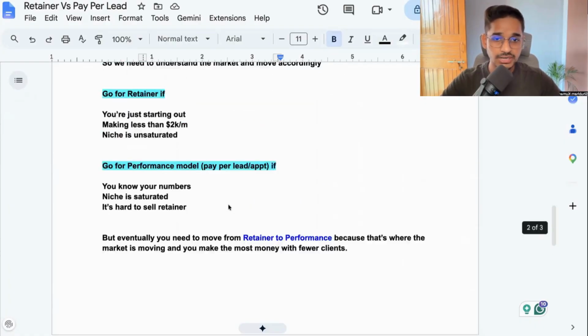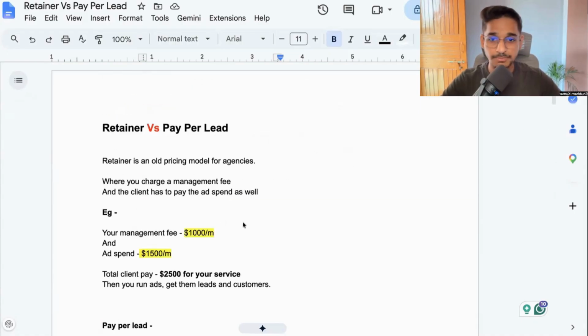So yeah, that's the core fundamental difference between retainer and pay per lead. And that's something you need to consider based on your situation. Okay. So yeah, I hope you get some clarity about what you need to do and what offer you should pick.